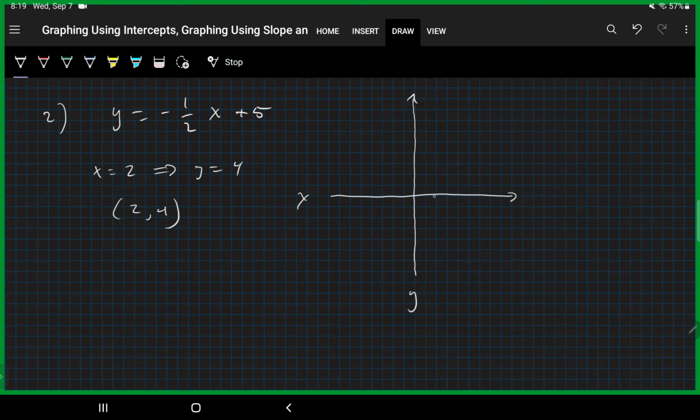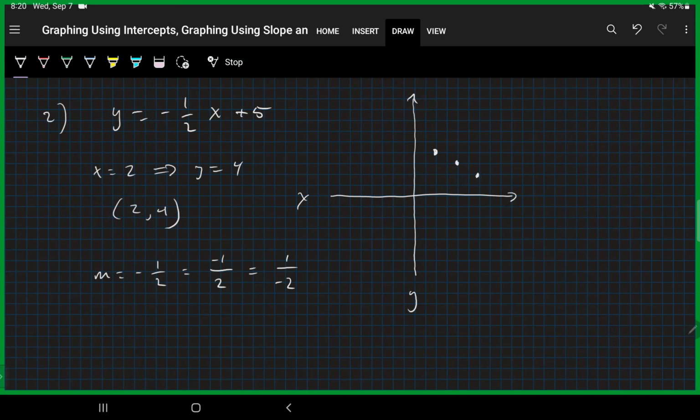So if I'm starting at (2, 4), m is -1/2. And I can think about that in 2 different ways. That's -1 divided by 2. And it's also 1 divided by -2. So what does that mean? Well, if my rise is -1, that means I'm going down 1. And if I have a positive 2, that's right 2. So to count, I'll go down 1 and right 2, down 1 and right 2. So I generated a couple points that way.